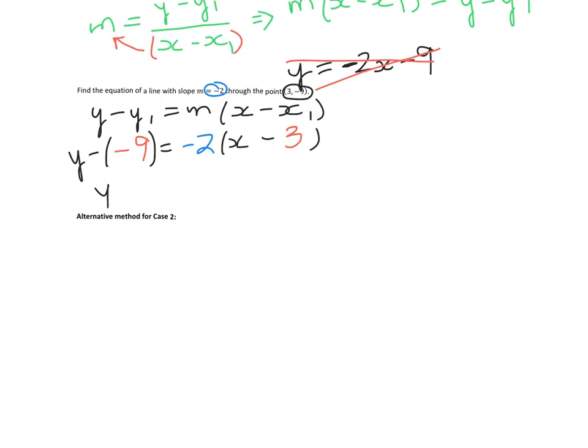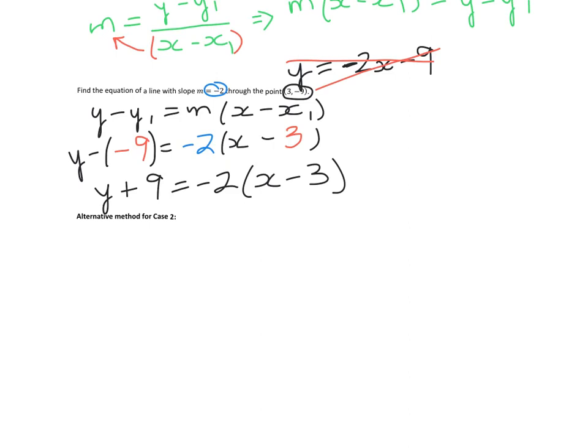So we're actually looking at y plus 9. So when we plug it into point slope form, it's actually the opposite of what we see. So 3, -9. Notice we see -3 and +9. It's kind of flipped. Okay, so now that we have this, we're going to clean this up.